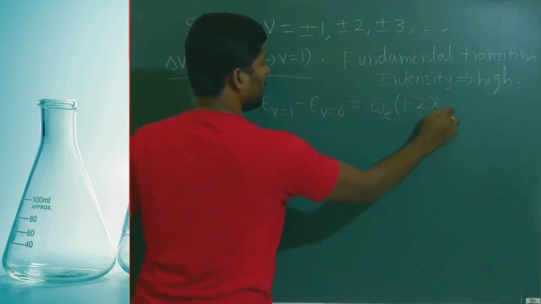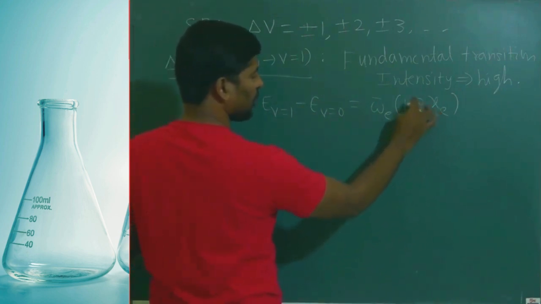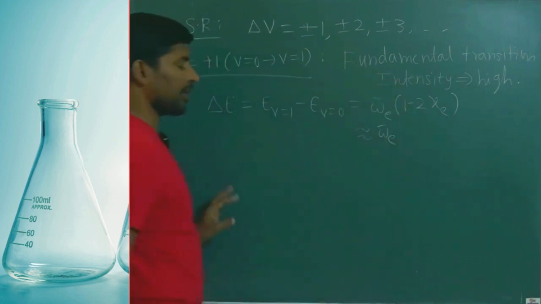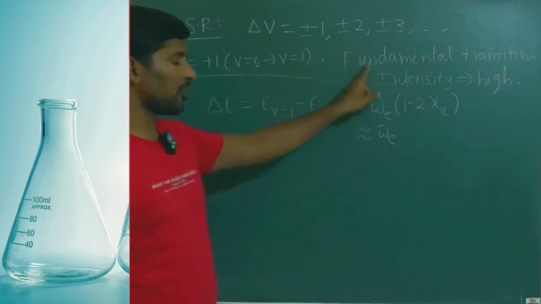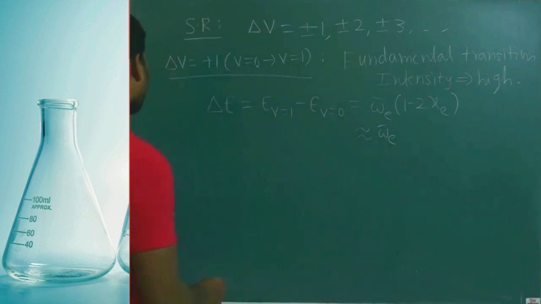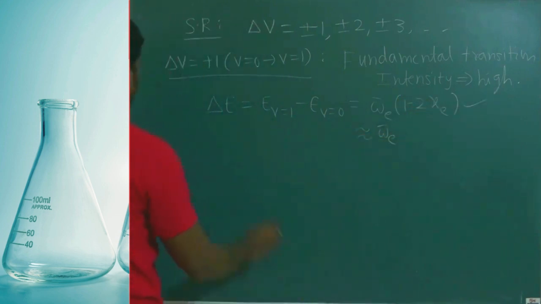Omega bar E into 1 minus 2 XE. As the XE value is very, very small, 0.01, it is almost negligible. So, almost we will get it at omega bar E. So, the signal corresponding to the fundamental transition is observed at omega bar E. If the XE value is given, you may follow this equation.